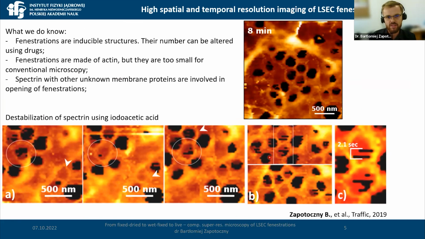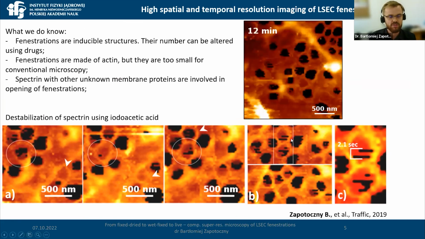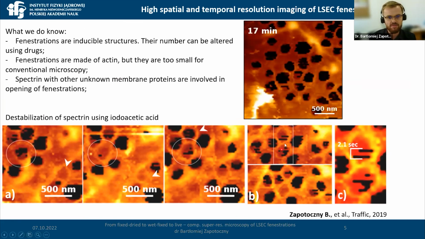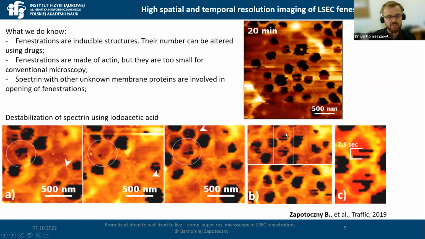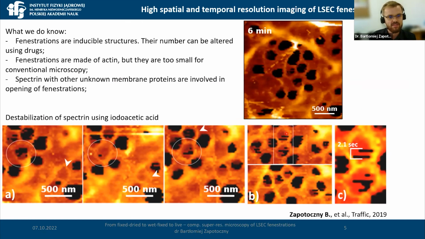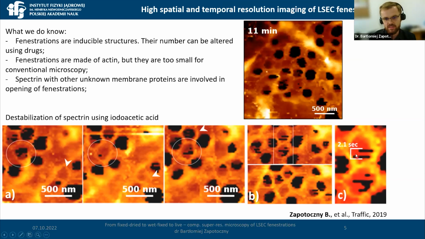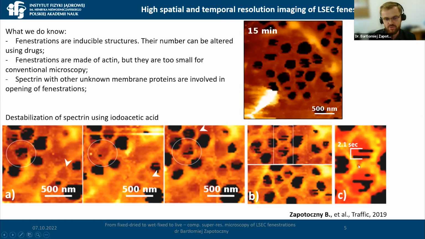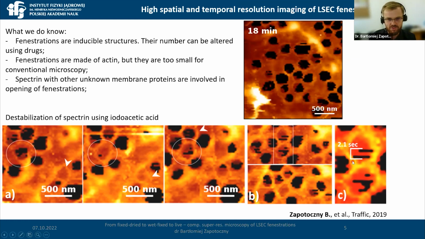And our greatest images are shown here because they show individual fenestrations changing when we targeted spectrin. So we destabilized spectrin in those cells, showing that individual fenestrations can blink. We called it blinking.